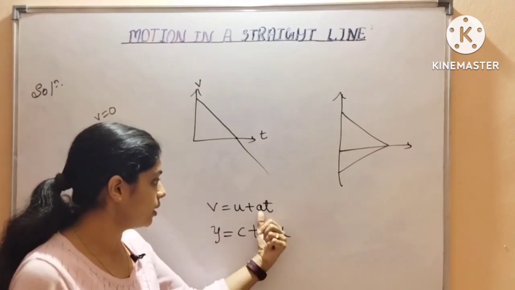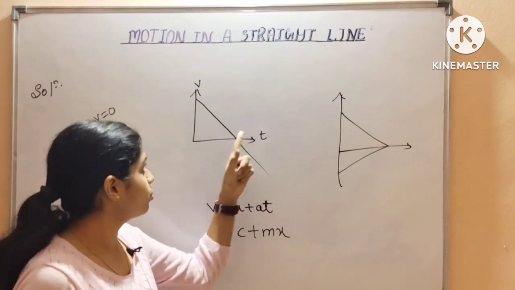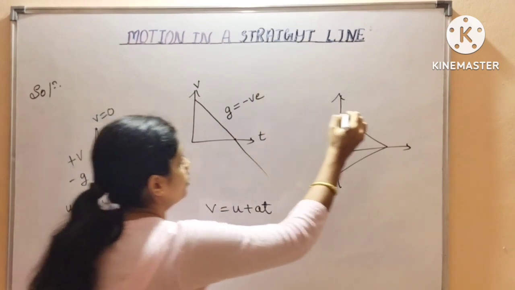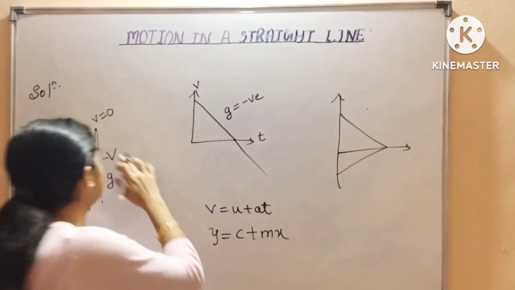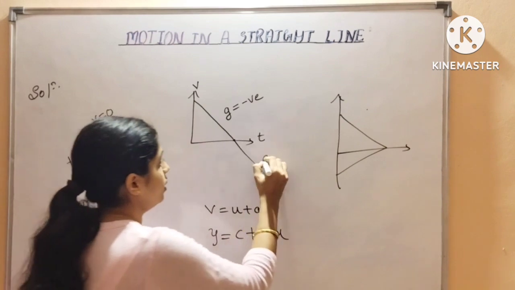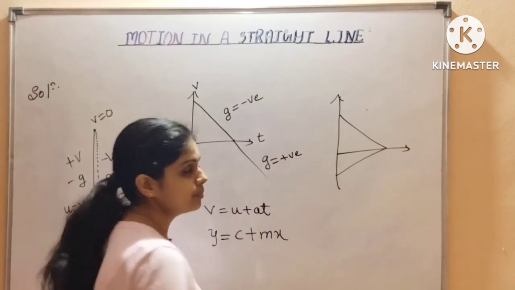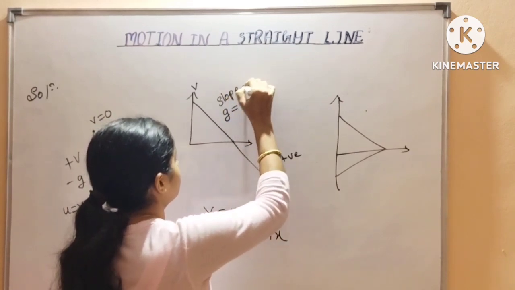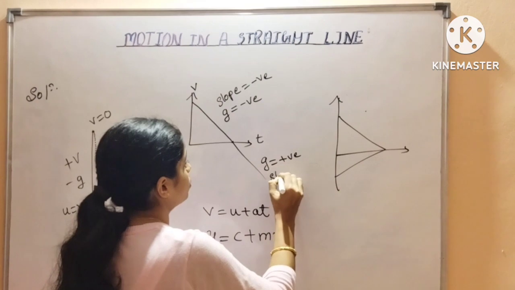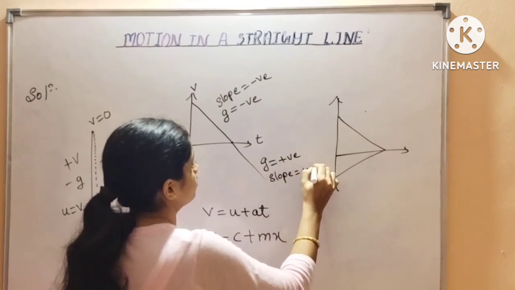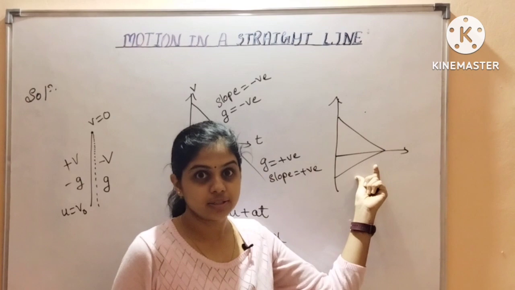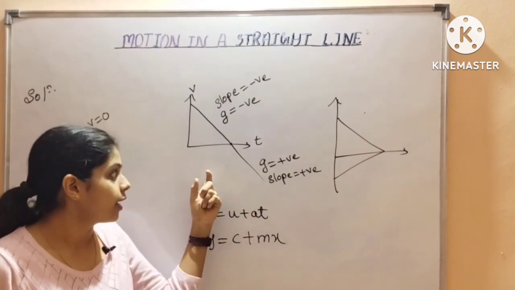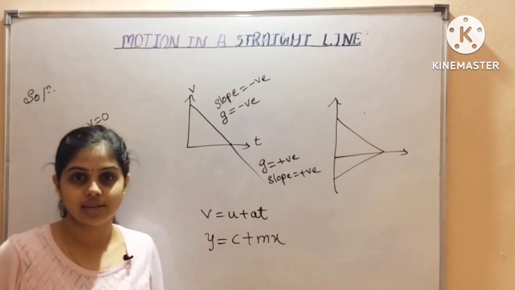Here m is slope, nothing but acceleration here, acceleration due to gravity. Here g must be negative. Here when the body is coming downward, g must be positive. Slope must be negative here, slope must be positive. Here, if you consider this straight line, slope is negative, hence this will be the correct answer. This graph shows the correct graph of velocity versus time.